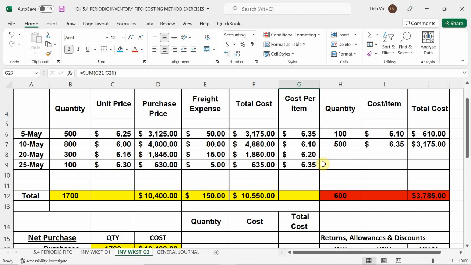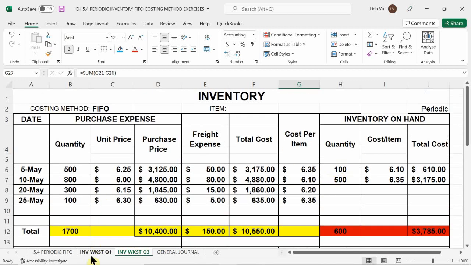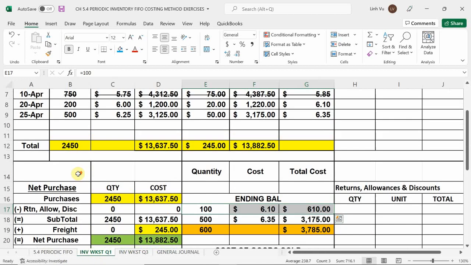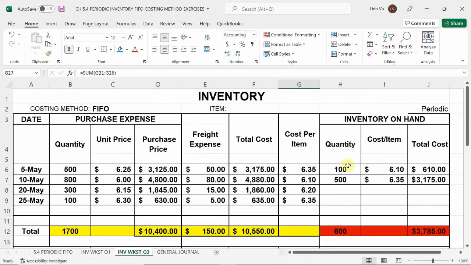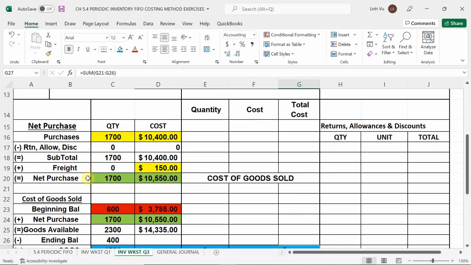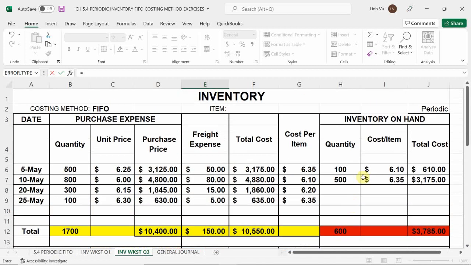Which came first, the 500 or the 100? Well, did that really come first? Let's take a look at my previous worksheet. I purchased that 500 units on April 25th, while the other 100 remaining was from April 20th. So which batch came first? The 100. Yeah, we're going to do the 100 first and then go with the 500 after. So in this case, it's very imperative that you do it that way.